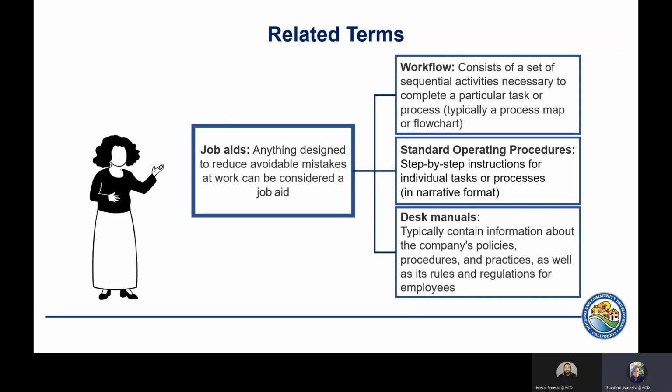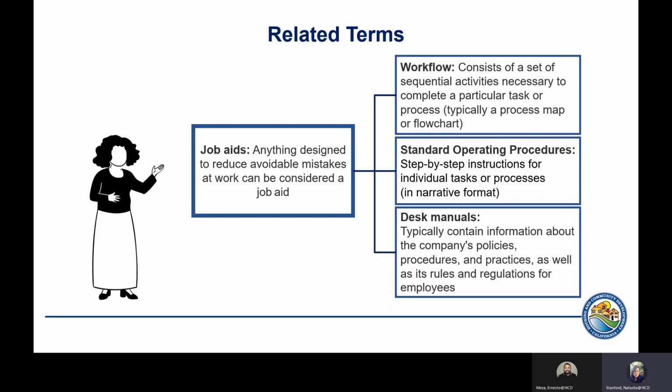We also wanted to discuss a few related terms that are sometimes used interchangeably with SOPs, but there are slight differences. Job aids are really the umbrella term for all of the other related terms, because job aids are anything that are designed to reduce avoidable mistakes at work. So everything you see listed on the right, workflow, SOPs, desk manuals, even something as simple as a checklist, can be considered a job aid.